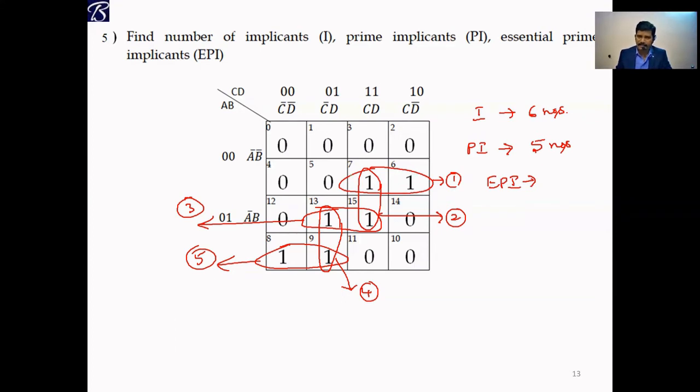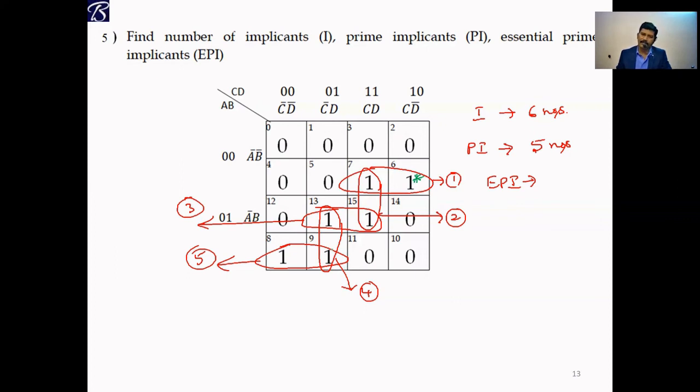This is an essential prime implicant because cell number 6 is not covered by any other group. And if you observe the second one, the 7 and 15 cells, this pair is not essential because 7 is covered by the first one and cell 15 is covered by the third group. So this is not essential. And group 3 is also not essential because these two are covered by others.